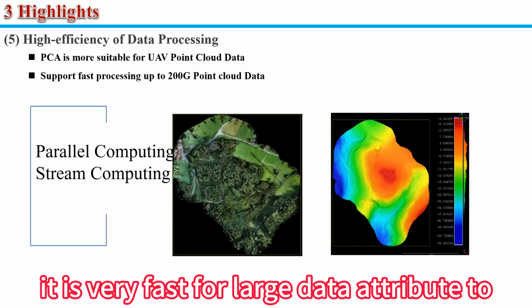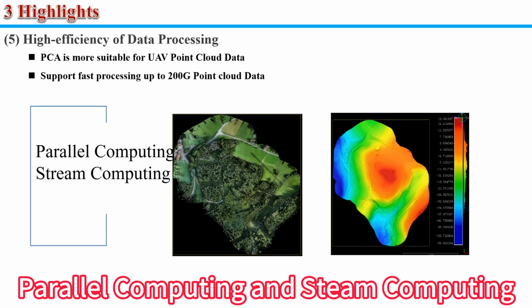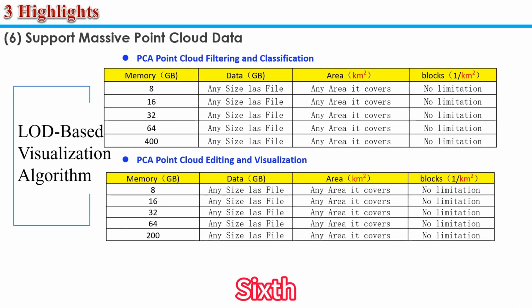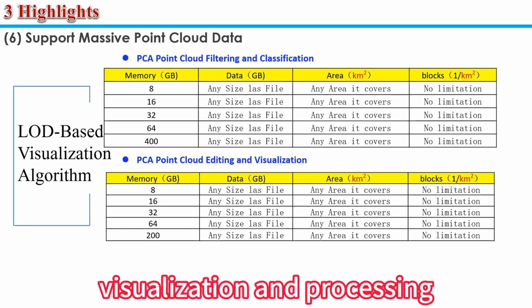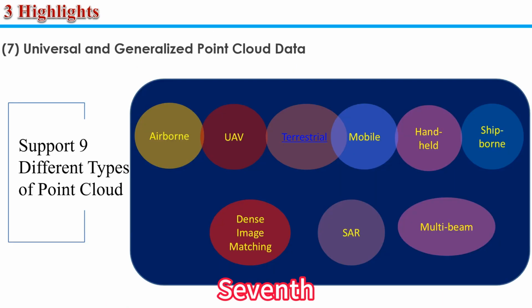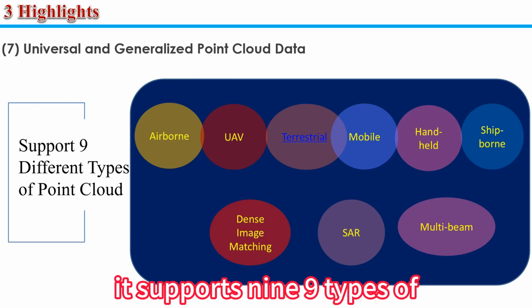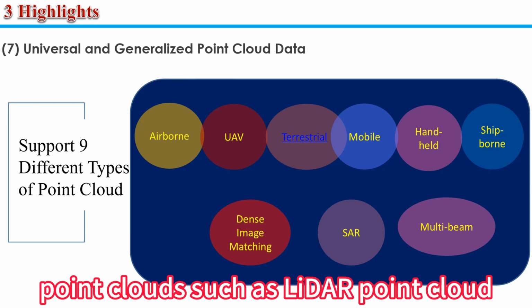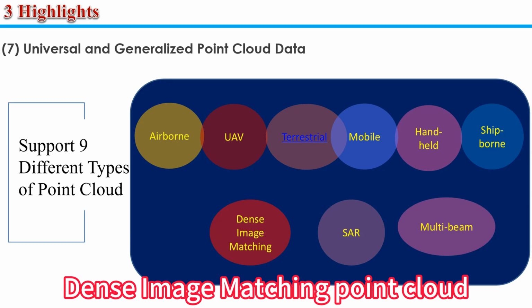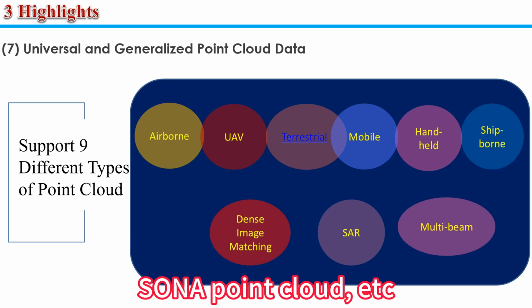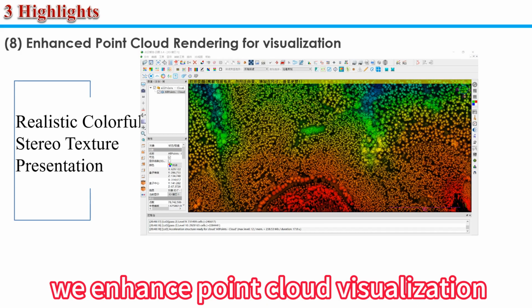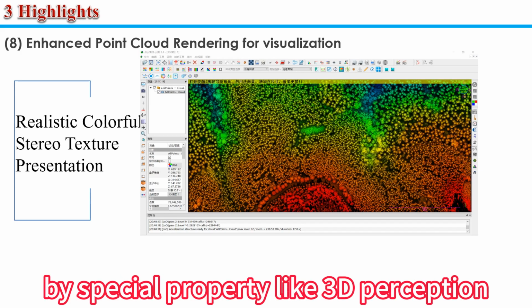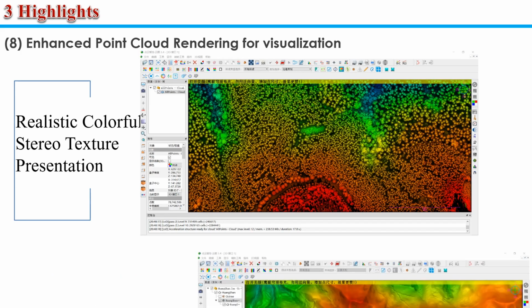Fifth, it is very fast for large data, attributed to parallel computing and stream computing. Sixth, it supports massive point cloud data visualization and processing. Seventh, it supports 9 different types of point clouds such as LiDAR point cloud, dense image matching point cloud, sonar point cloud, etc. Eighth, we enhance point cloud visualization by special properties like 3D perception.